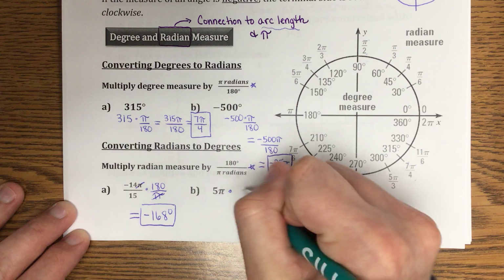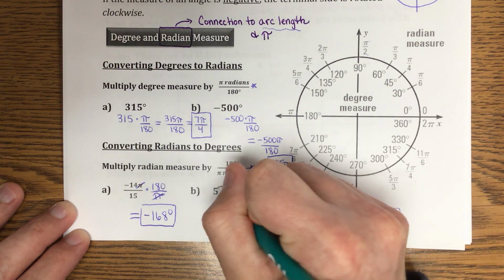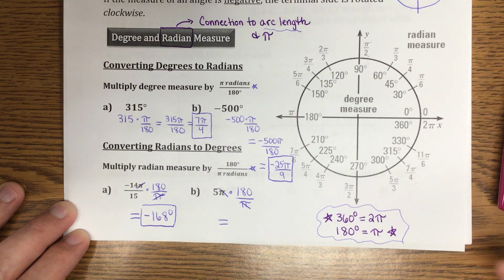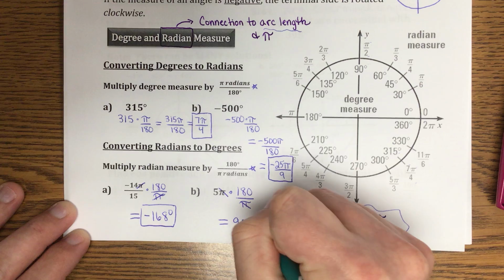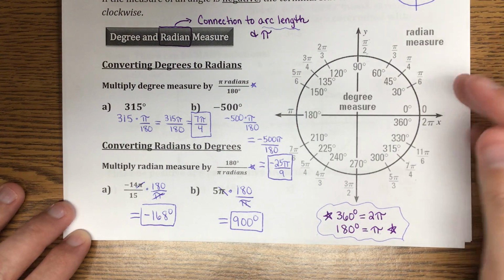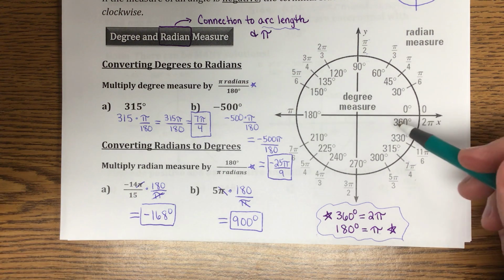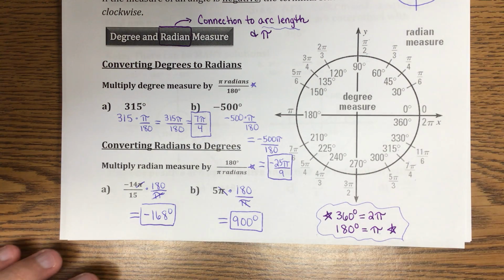So part B, multiplying by 180 over pi to convert this to degrees. Pi's cancel, 5 times 180, it's going to be our measurement. That is 900 degrees. So we're going to come back to this circle here with some more specific information down the road in its connection to sine, cosine, and tangent. Eventually we'll learn about something called the unit circle, but we're not there yet.